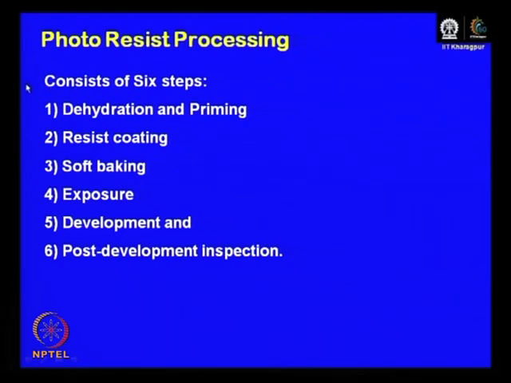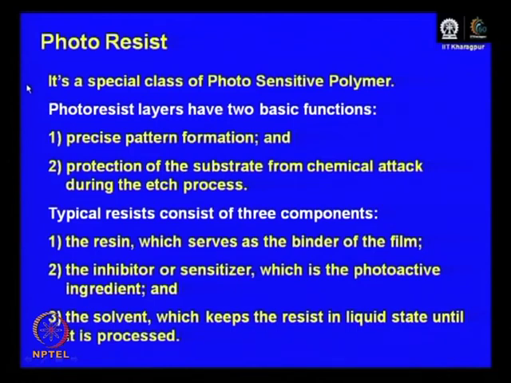So, let us get started with what the steps are, but before that let us have a look at what exactly a photoresist means. It is a special class of photosensitive polymers, and a photoresist layer has two basic functions. Firstly, it helps in precise pattern formation, and secondly, it protects the substrate from chemical attack during the etching process. Now, what exactly the etching process is and how it works, you have to wait some more time to get an idea about it.